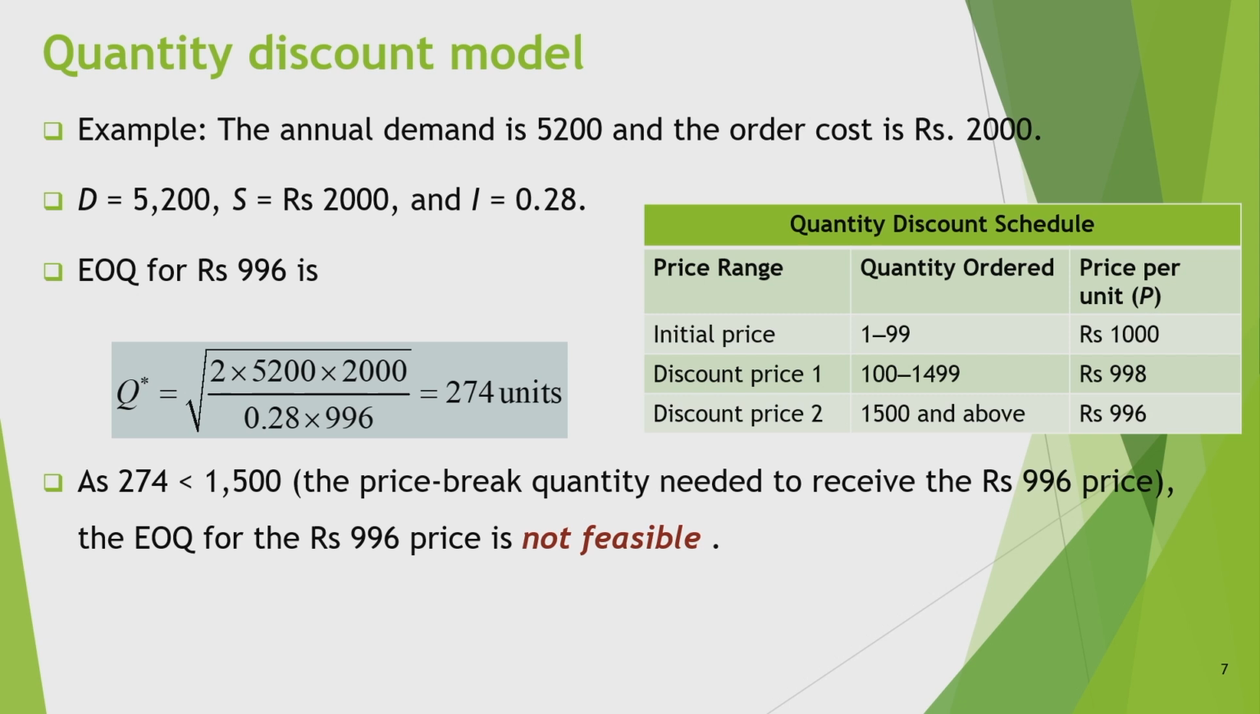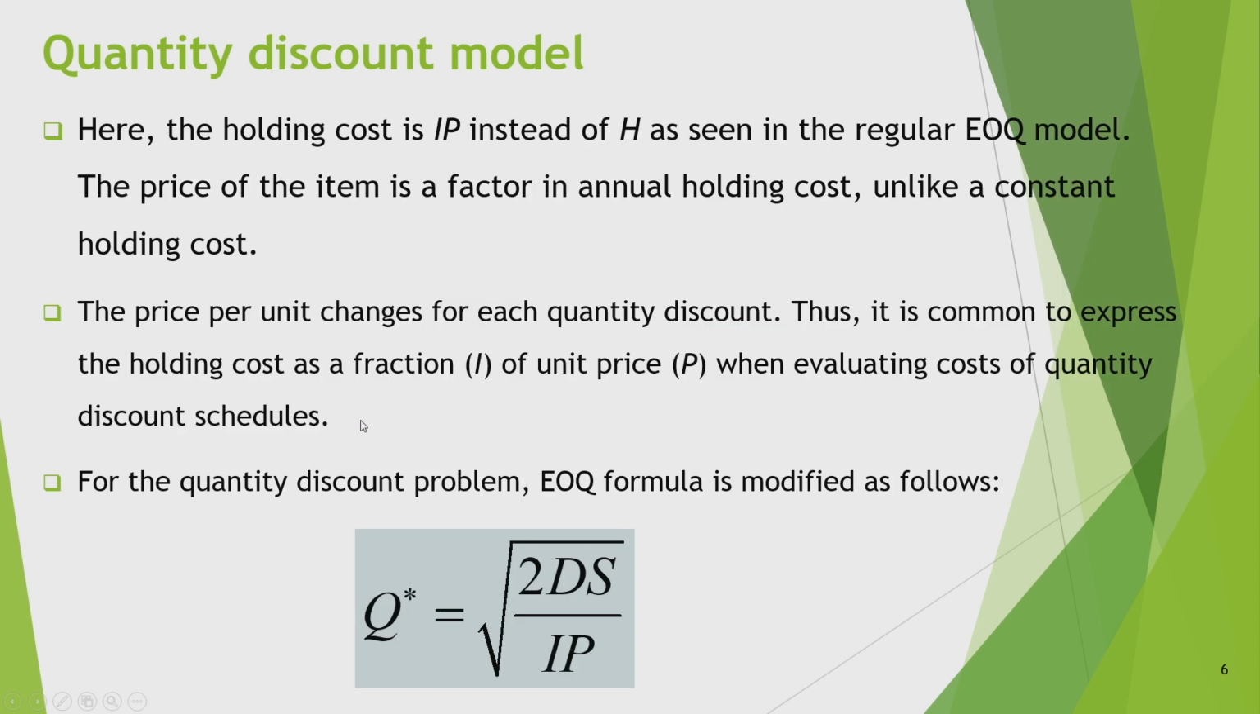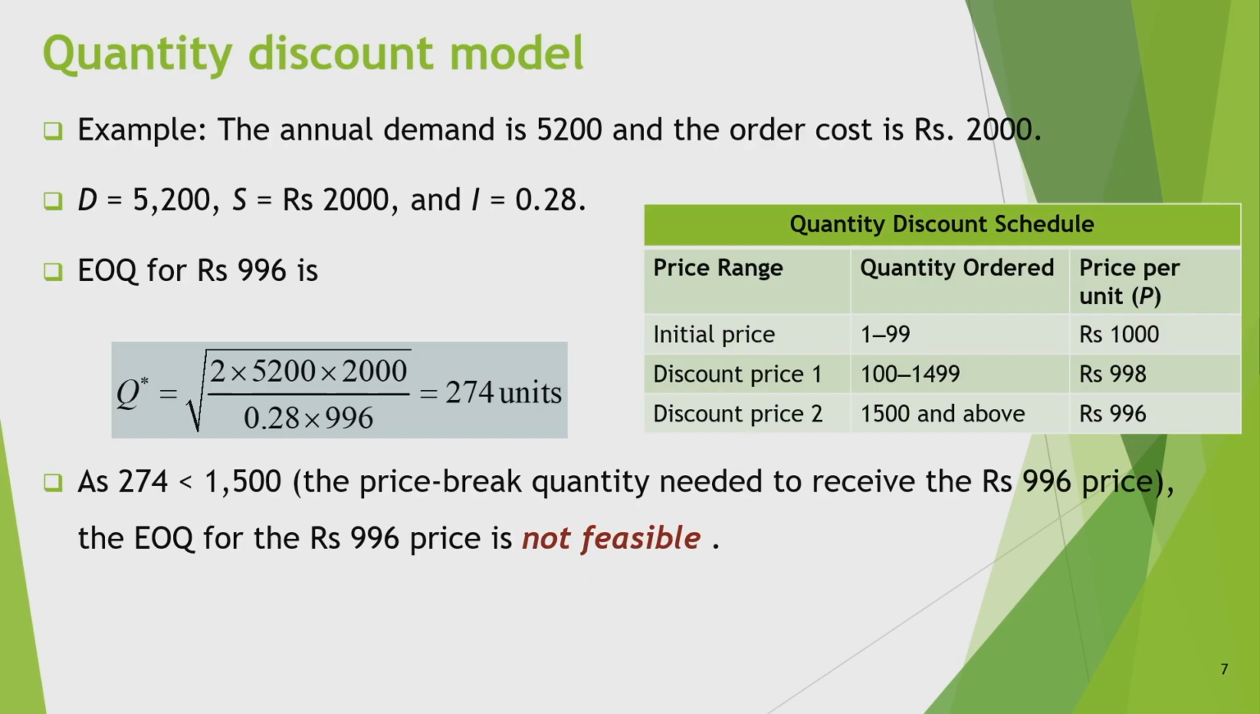So, for 996, EOQ Q star is equal to, you put these values under the root: 2 into demand 5200 into S 2000, divided by 0.28 into 996. That 0.28 is a fraction of this one, so that becomes the total holding cost per unit per year. 0.28 into 996 is annual holding cost. So this comes out to be 274 units.